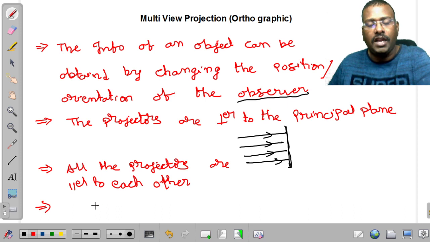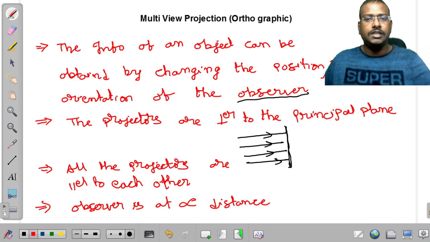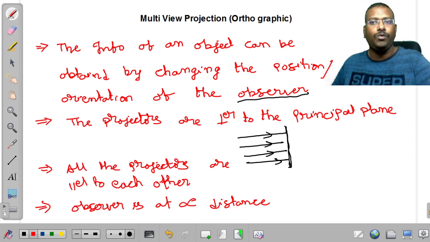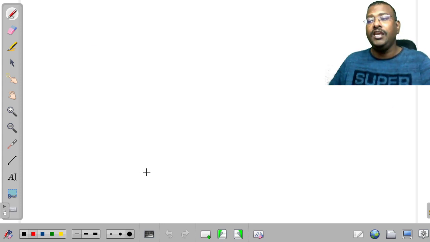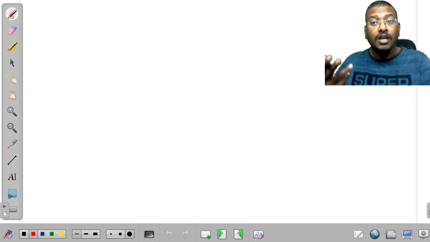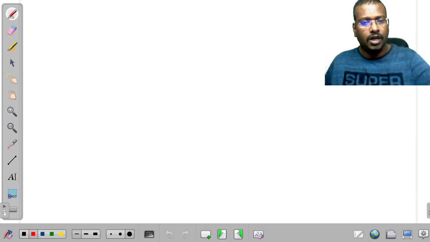And in order to get parallel projectors, what is the condition in multi-view projection? The observer is at infinite distance. These are the points you have to remember for multi-view projection. Good, sir, you said it is multi-view. How many views are there? Multi means many. How many is it? Multi-views are divided broadly into two categories. I will explain now, just have a look.